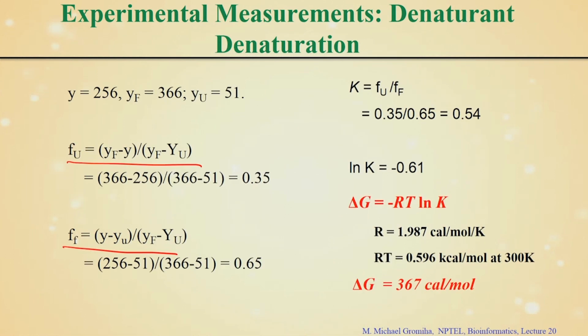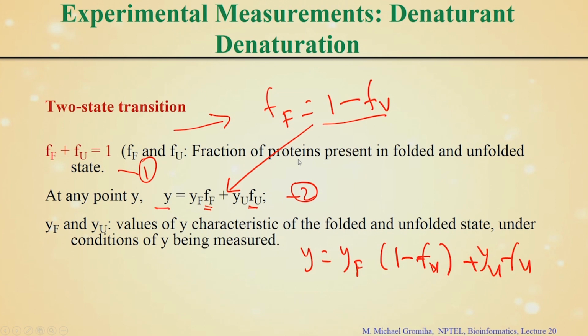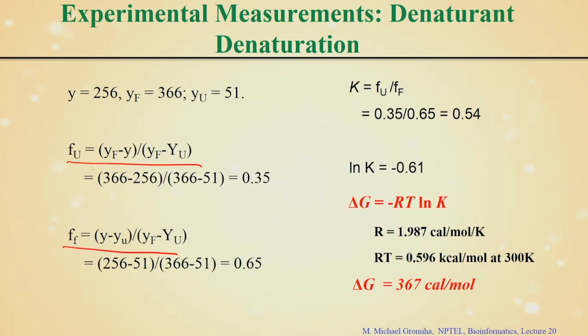Now you can have the values YF equal to 366, right, here you can see the 366, and YU, unfolded, equal to 51. We take any point, for example this point. In this case Y equal to 256. So, substitute these values in this equation, then FU equal to 0.35, because YF is 366, unfolded is 51 and the midpoint you take 256. Then FF is given as Y minus YU divided by YF minus YU, right, you substitute the values of YU, YF, and you get that value, 0.65.